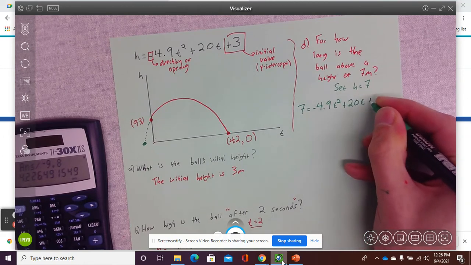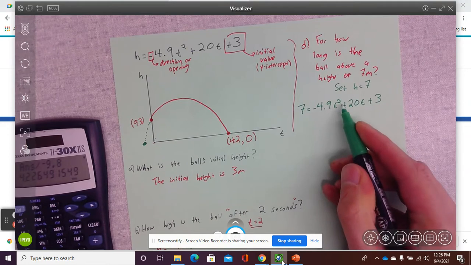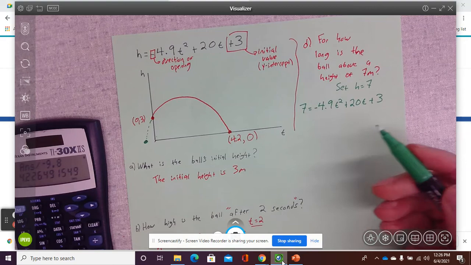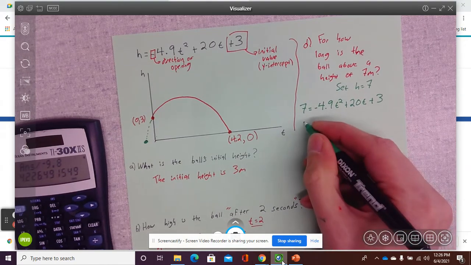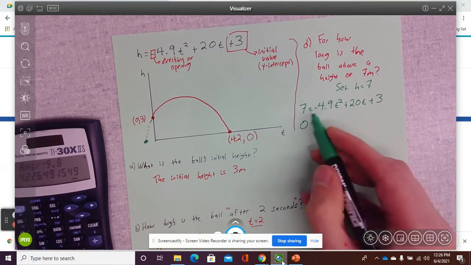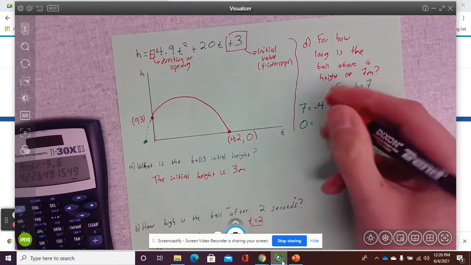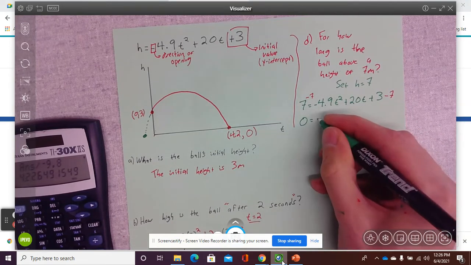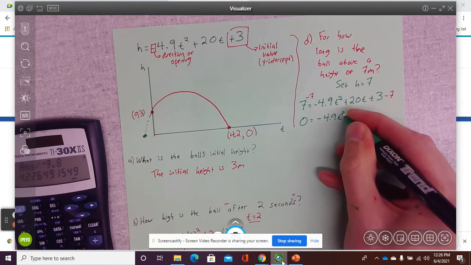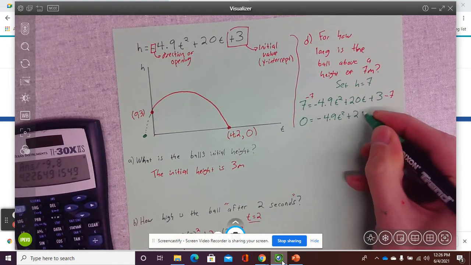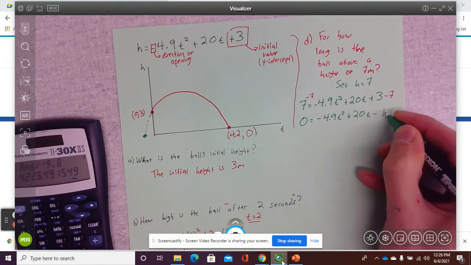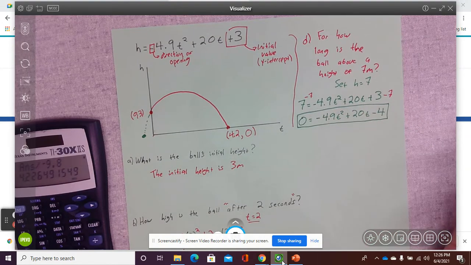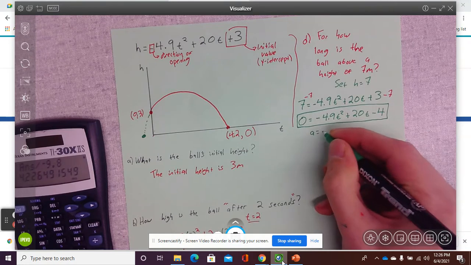So again, I have a quadratic equation, right? It's of degree 2. It's an equation. I'm going to solve for t. But I can't use the quadratic formula unless we have something in standard form. So I need 0 on one of the sides. So I'm going to move the positive 7 onto the other side. I'm going to subtract 7 from both sides and then collect my terms. And now I have an equation in standard form. And when I solve this, I can use the quadratic formula again.